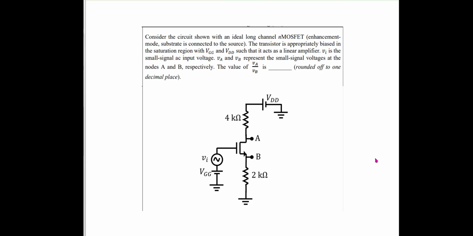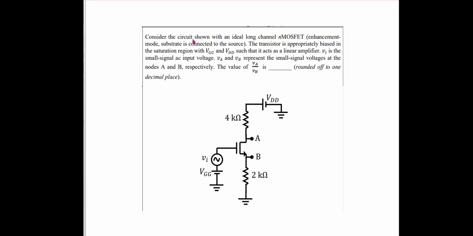Now you can see in this question that two resistances are given, RD, the drain resistance, and the source resistance RS. Apart from this, there is no other information. The values of VDD and VGG are not given. So the first thing that should come to mind is whether we need the DC analysis or not. This capital VDD and capital VGG are DC voltages, right? These will be used to find the DC condition of the circuit.